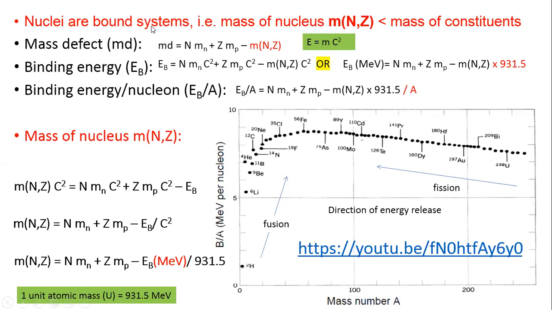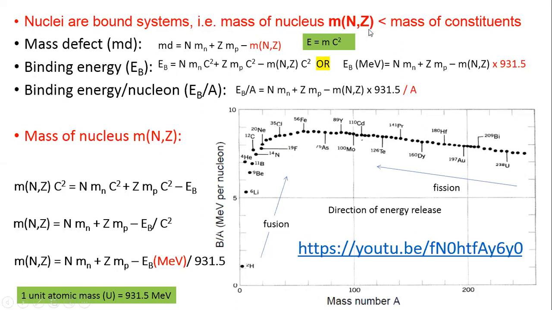So in a simple way, you can calculate the mass defect, and it is the calculated mass. Calculated mass means based on the number of protons and neutrons. This is the mass of the neutron, n is the number of neutrons, mp is the mass of the proton, and Z is the number of protons, minus this is the mass of the nucleus. This is actually the experimental mass.